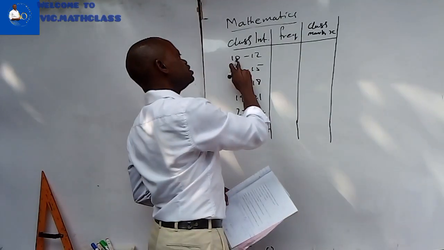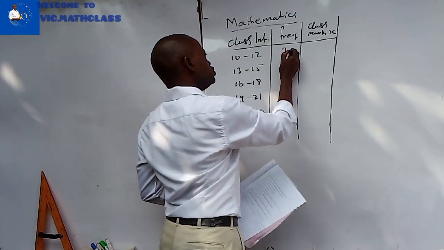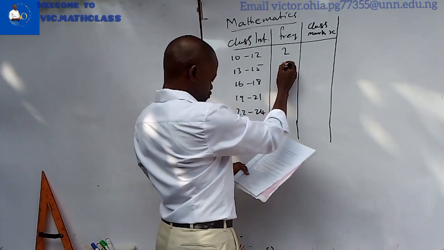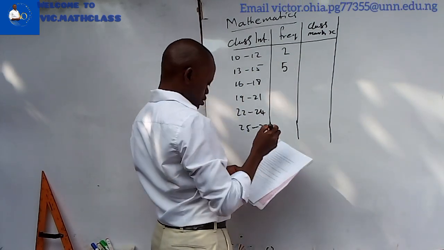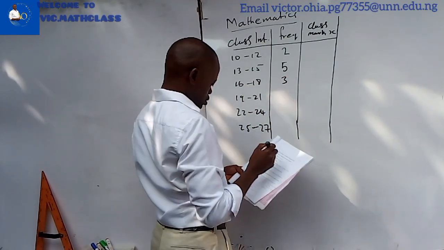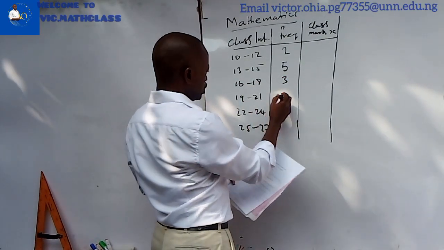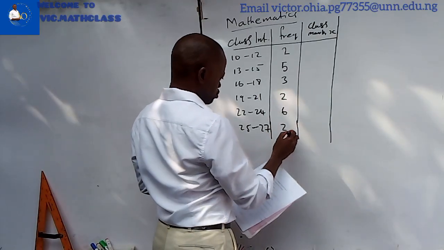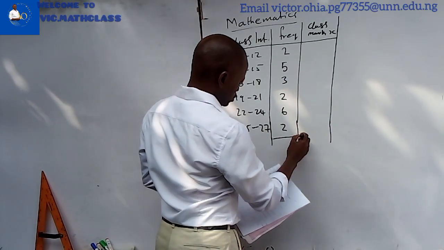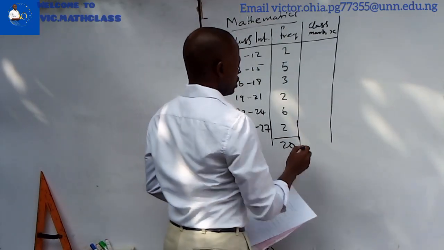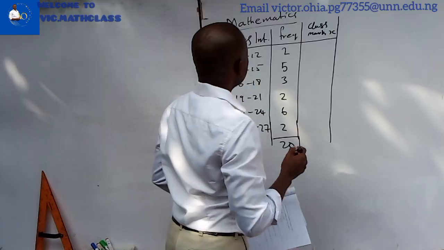The counts that appeared between 10 and 12 are 2 in number. Those between 13 and 15 are 5 in number. Those between 16 and 18 are 3 in number. Those between 19 and 21 are 2 in number, then 6 in number, and 2 in number. The total of this frequency gave us 20 counts. And then the class mark.